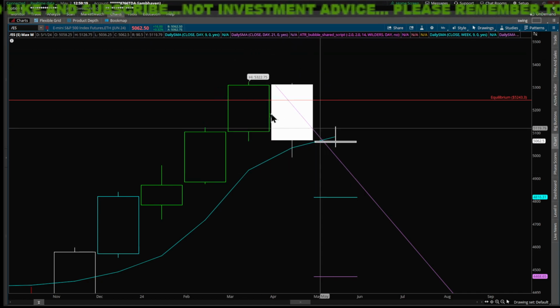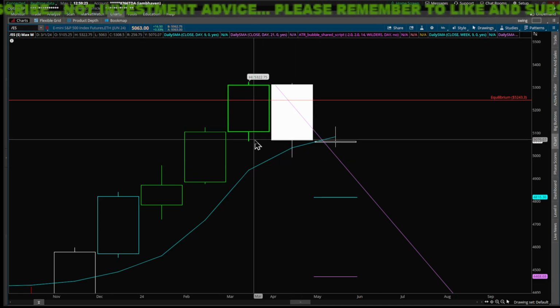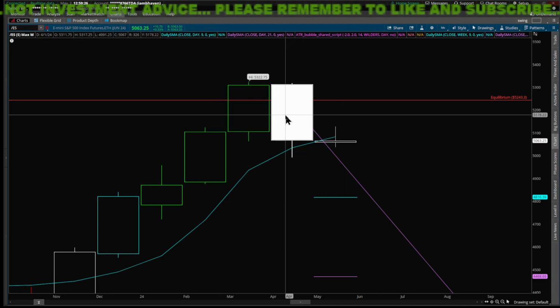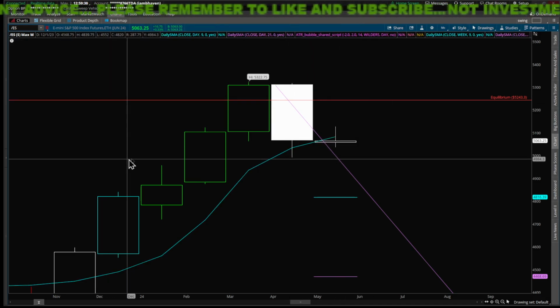Now, if you want to just use two on the monthly, right? We've had a lower high and a lower low on the past 2 months. This month just opened. Then that's completely fine.